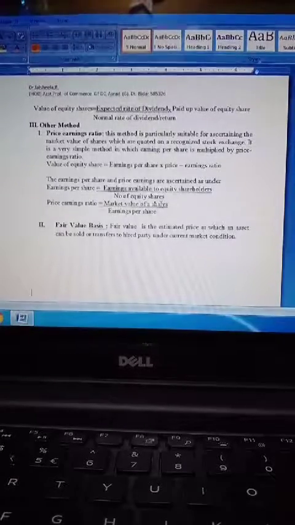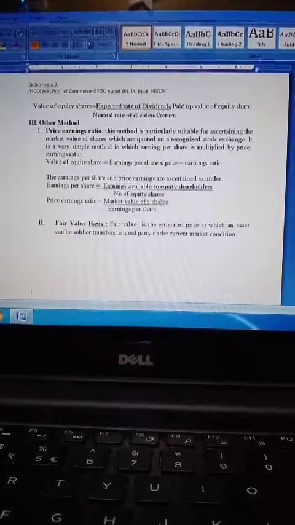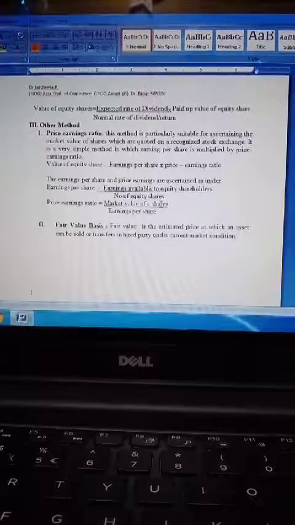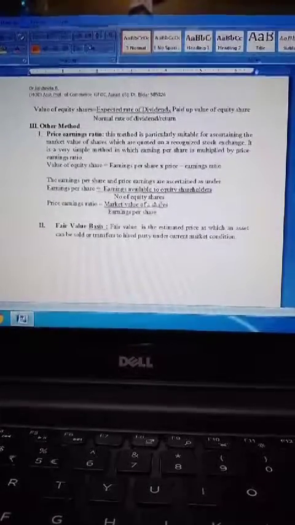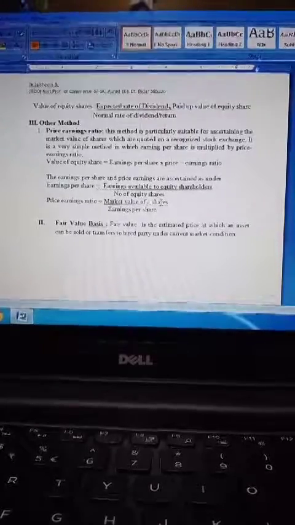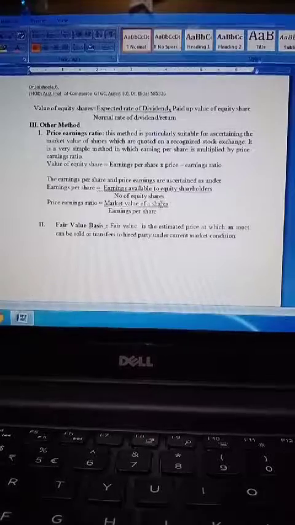Earning per share equals earning available to the equity shareholders divided by number of equity shares. Then another formula, price earning ratio: when we calculate the price earning ratio, it is market value of shares divided by earning per share.